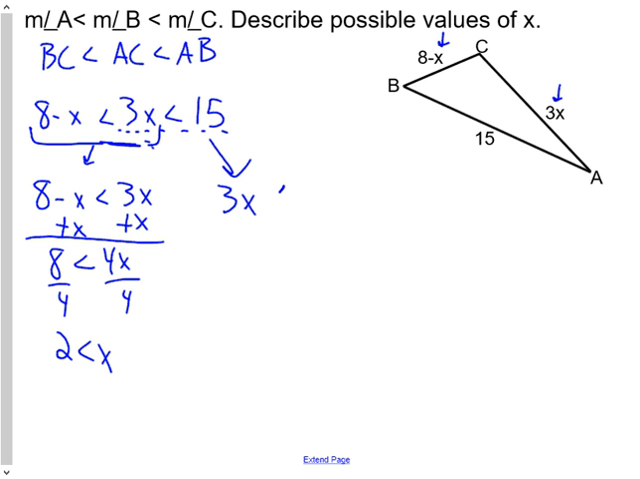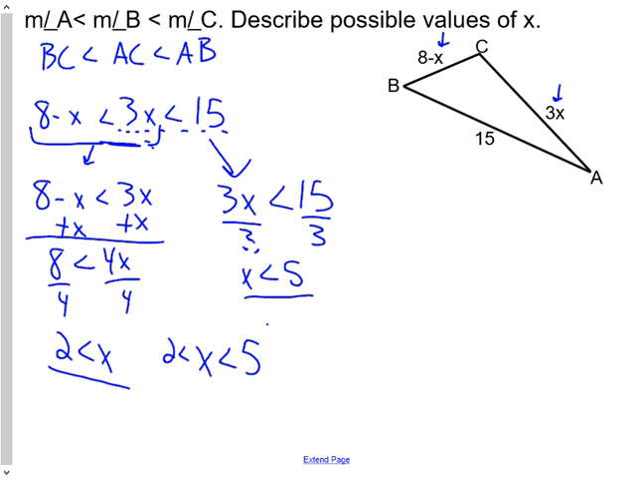3x still needs to be less than 15. Divide by 3, divide by 3. So x needs to be less than 5. And now we can chain these two together so that 2 is less than x is less than 5 is our final answer. And again, it can't be bigger than 5 because then it would be 15 or larger, right?